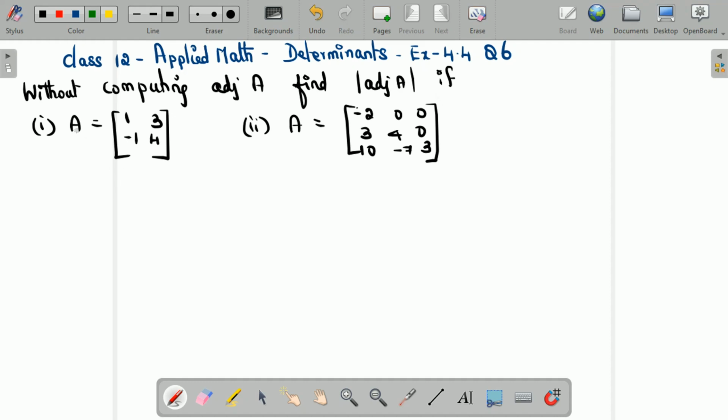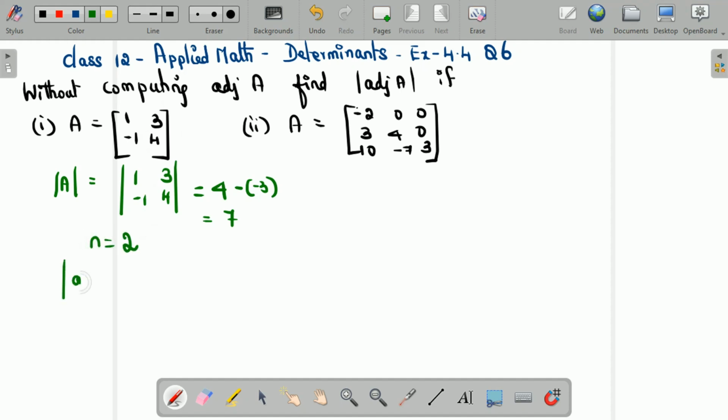First, let's start with the first one, which is a 2 cross 2 matrix: 1, 3, minus 1, 4. So let's find the value of determinant of A. In this case, it is determinant of 1, 3, minus 1 and 4. If you evaluate, it is 4 minus of minus 3, which is 7. In this case, the order of this matrix n is equal to 2.